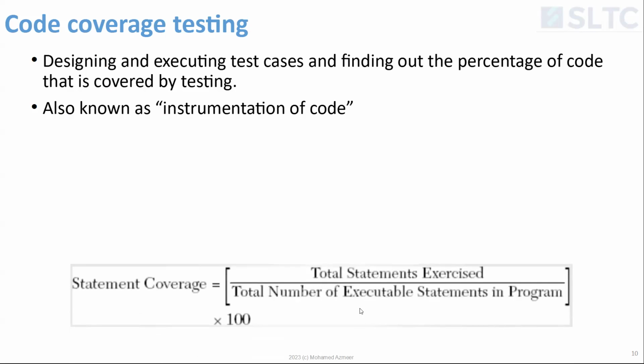Total statements exercised. That means how many statements have you run? Divide by total number of executable statements in the program into 100. So this is a percentage. So if your code coverage is 90%, that means 10% of your code is not running. They are redundant. If your code coverage is 100%, then your code is efficient. You are running every line there. Now, how do you know that? How do you get it checking? Well, you can go back to the IDE.